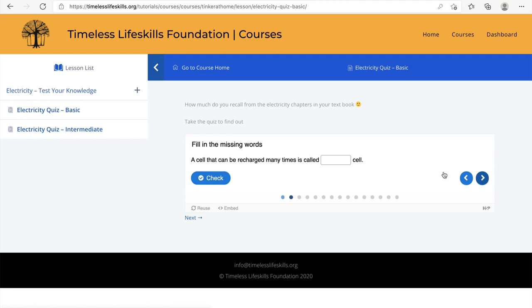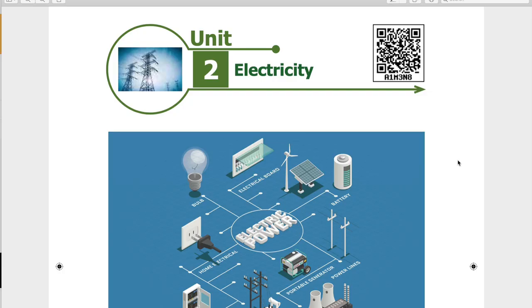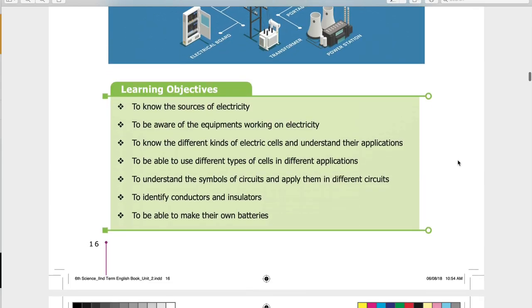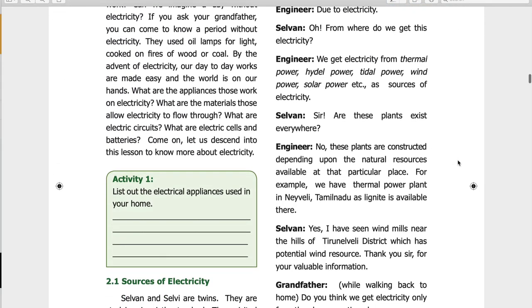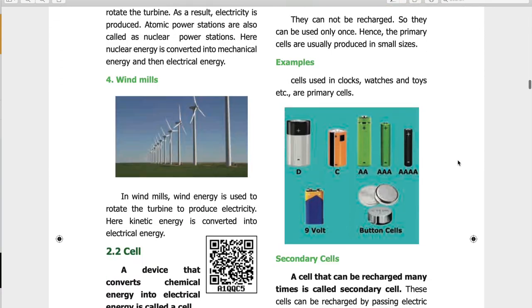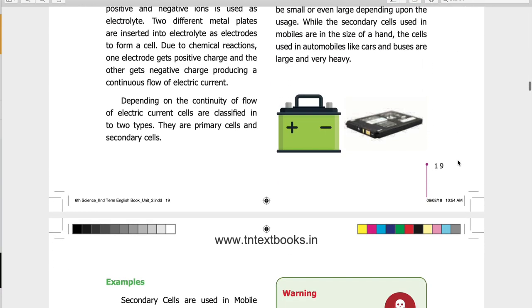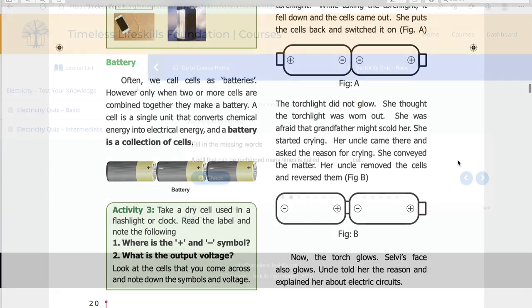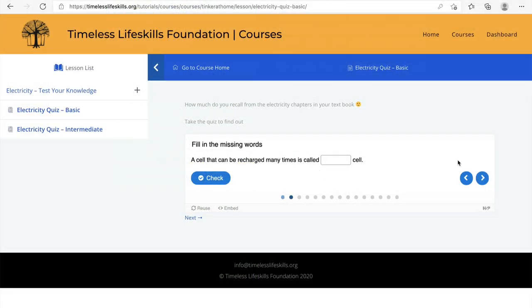And if you don't know the answers to these questions, then I suggest that you go back and read your textbook. And all your textbooks are available online. So here I am on the class 6 textbook. And like I said, most of these questions are based on the chapter on electricity in your class 6 and class 7 textbooks. So refresh your knowledge of your textbook. Make sure you understand fundamental concepts. And take these two quizzes.